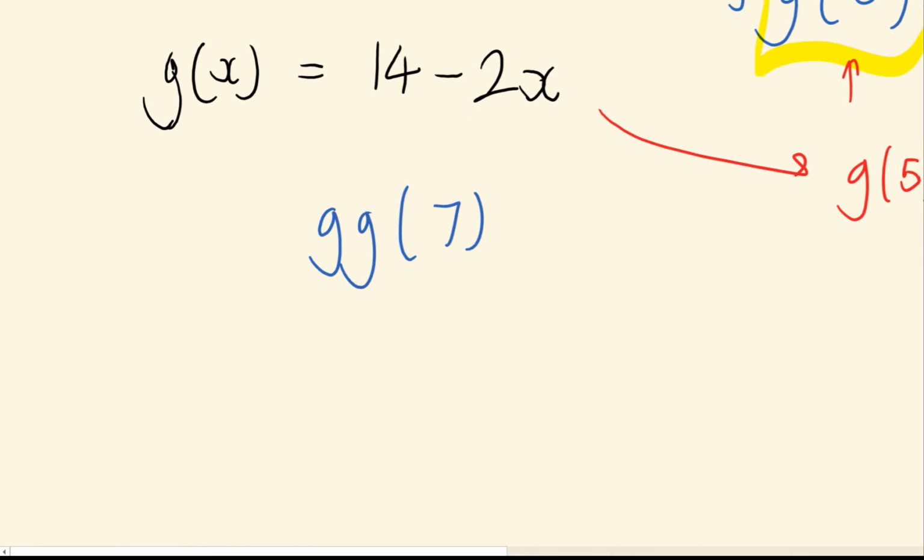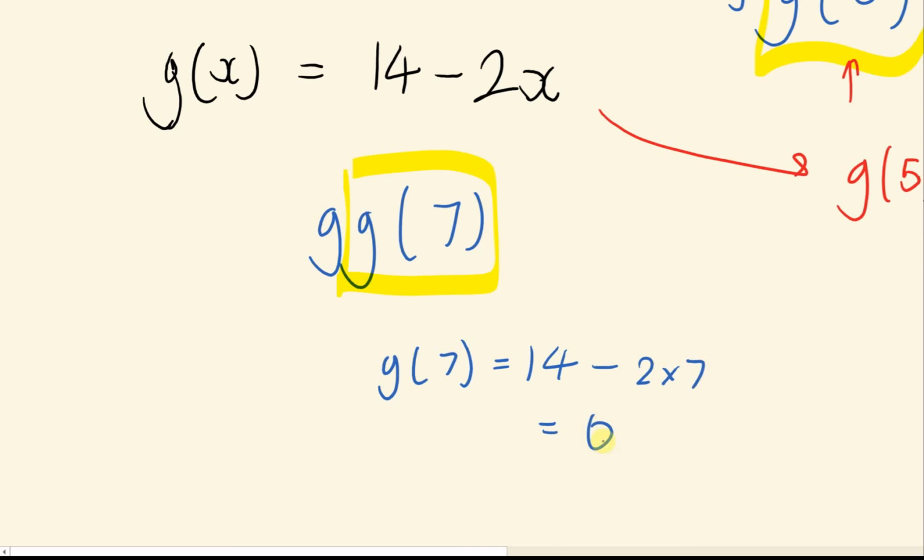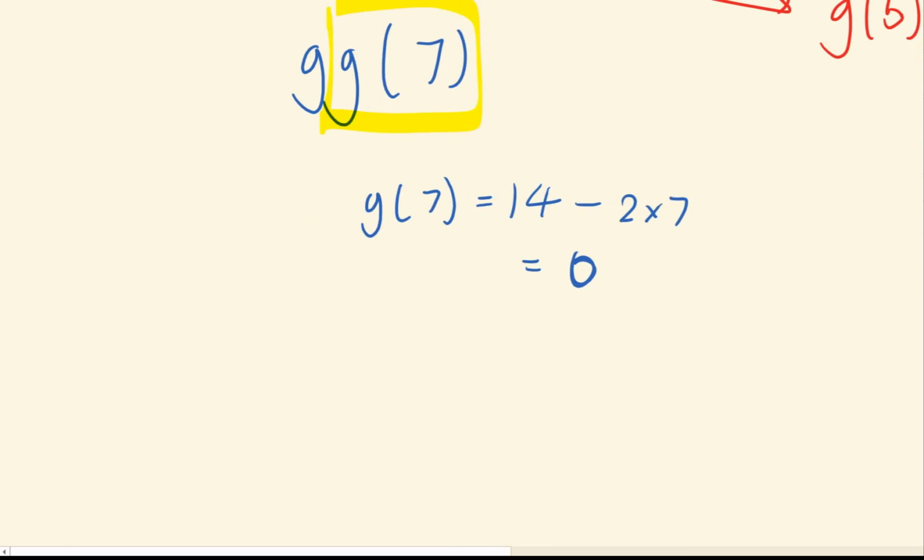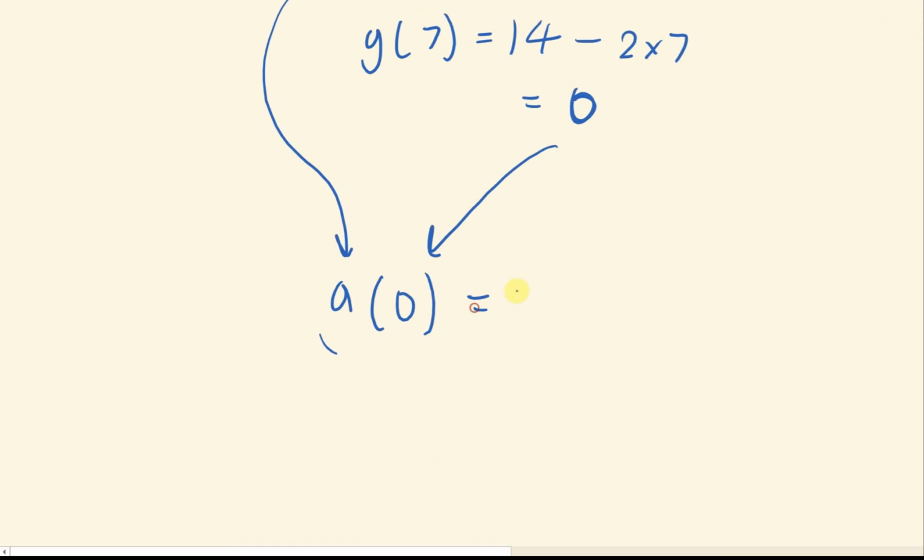You can do a compound function with itself. So here's gg of 7. What we're going to do is work out g of 7, and plug that answer back into g again. So g of 7 is going to be 14, take away 2 lots of 7. That's 14 take away 14, so that is 0. We then plug that back into g, so g of 7 equals 0. We now need to work out g of 0. That will just be 14 take away 2 lots of nothing, which just gives us 14.